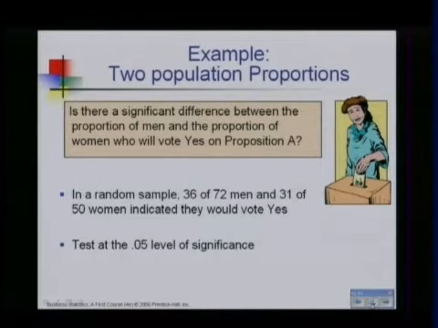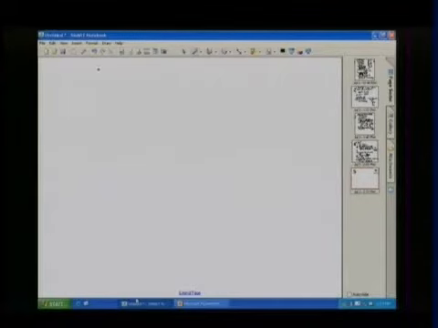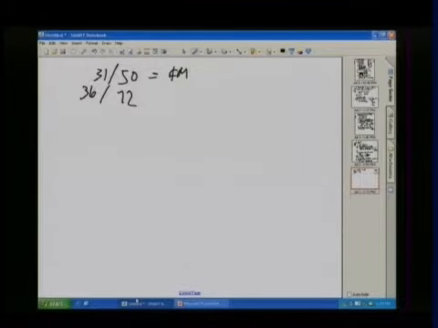Notice also the sample proportions are not given. We're going to have to calculate them based on the information that we are given. Okay, 31 of 50 was the proportion for the females, and the males, we took 72 of them. 36 of them agreed to vote for Proposition A. So this is for males.